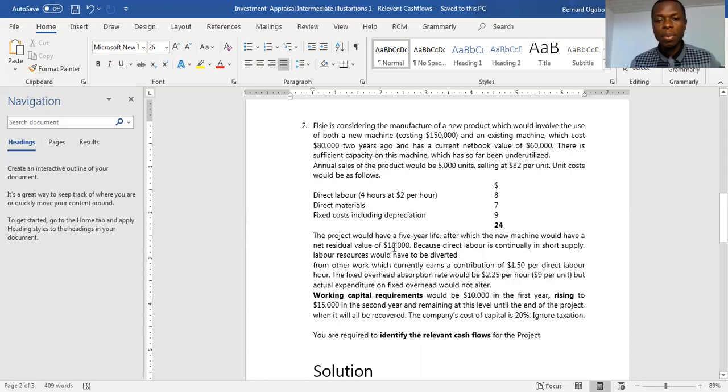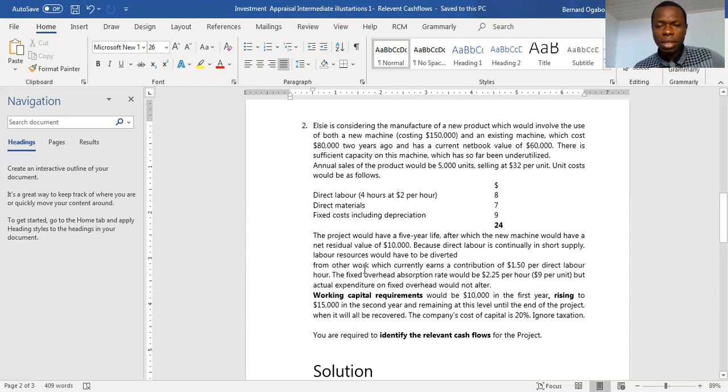Let's keep reading. The project will have a 5-year life, after which the new machine would have a net residual value of 1,000. Remember that this residual value is always a relevant cash inflow at the end of a project. It doesn't come every year, but it's going to occur at the end of the project. Because direct labor is continually in short supply, labor resources would have to be diverted from other work, which currently earns a contribution of $1.50 per direct labor hour. The fixed overhead absorption rate will be $2.25, and that is $9.